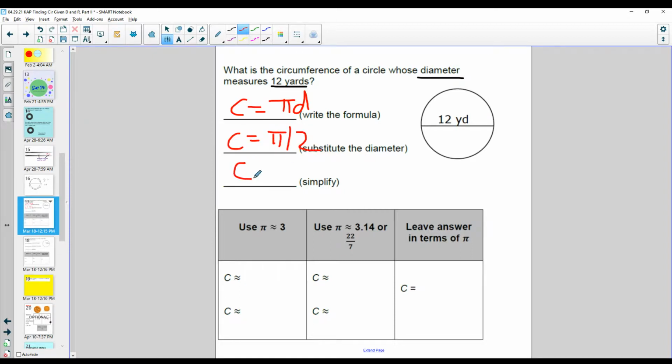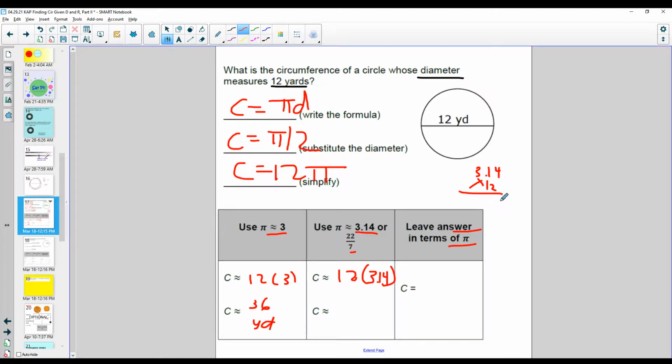Is there a better way to write this? 12 pi, like 12x. Now, there are three ways to solve it. You can use 3, you can use 3.14 or 22/7, or just leave the answers in pi. So if I replace the pi with 3, what's 12 groups of 3? 36 yards.